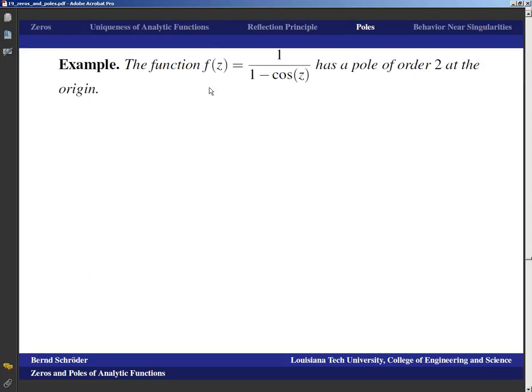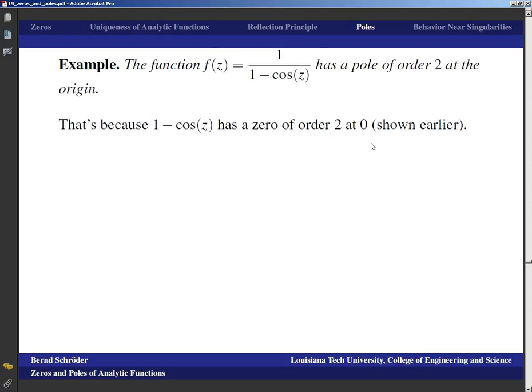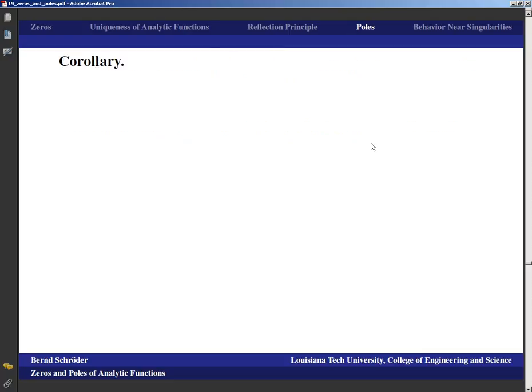Okay, as an example, let's take the function f of z equals 1 over 1 minus cosine z. That has a pole of order 2 at the origin, and that's because 1 minus cosine z has a 0 of order 2 at 0, which we had already proved earlier.